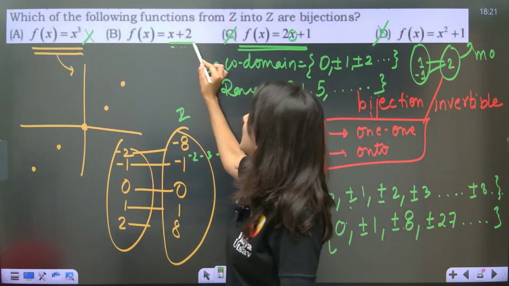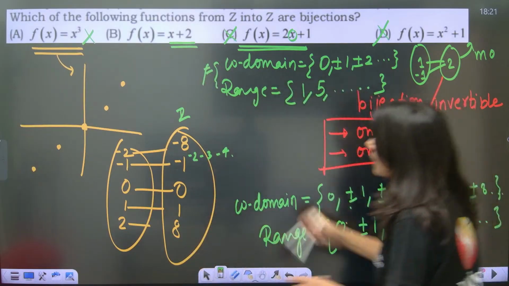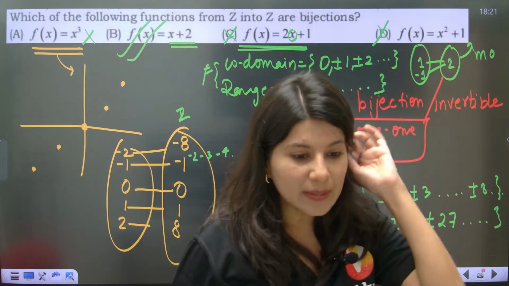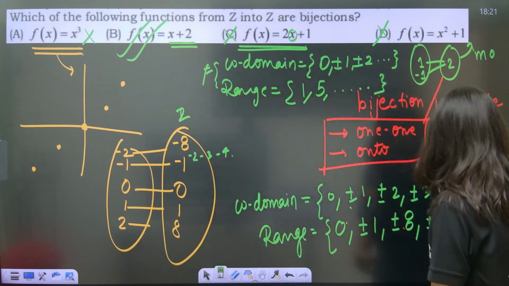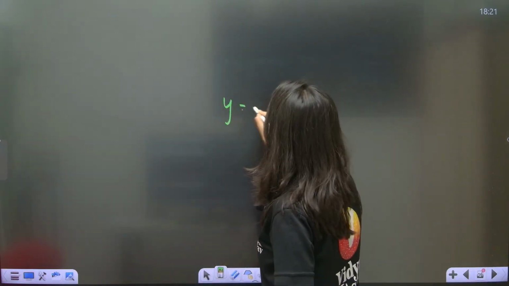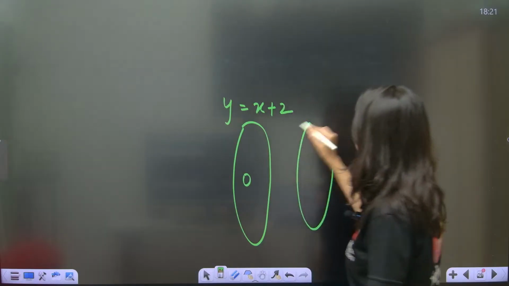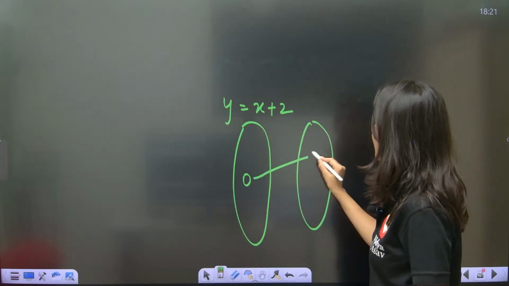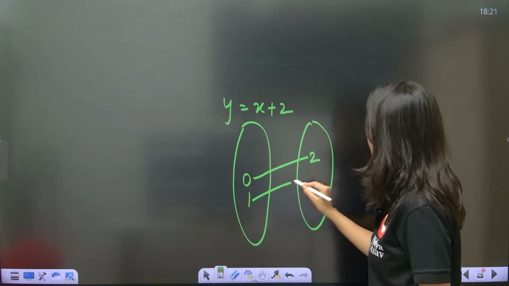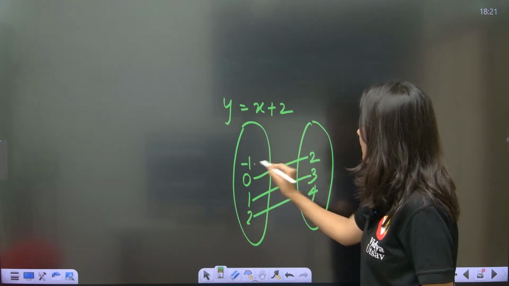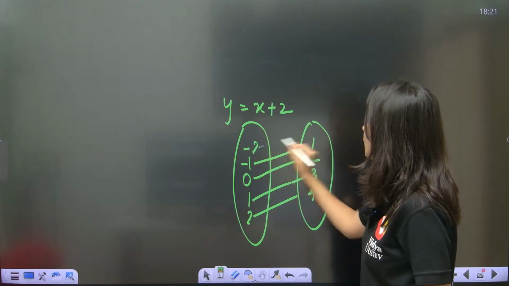Now x plus 2. This is your correct answer. This is 1-1 as well as onto. Option B. Correct. How come, ma'am? Y is equal to x plus 2. If you put 0 in the place of x, you will have 2. Then 1, you will have 3. 2, you will have 4. Minus 1, you will have 1. Minus 2, you will have 0.